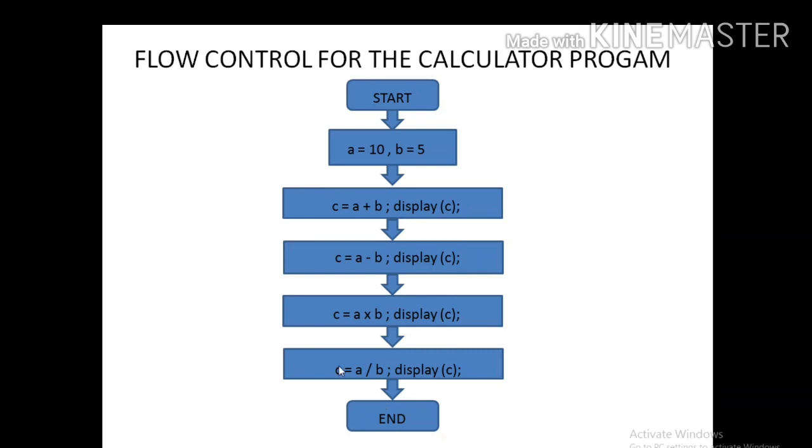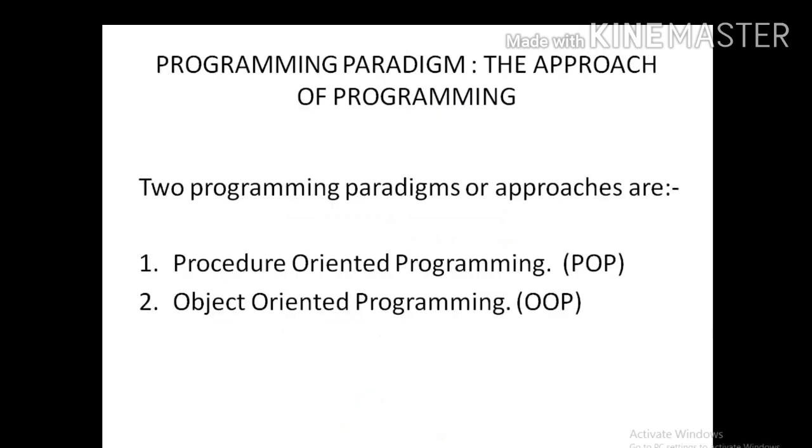and this is the end of the flow control. As we have already understood the concepts related to computer program, now we will discuss two approaches of computer programming. First is procedure oriented programming, second is object oriented programming.